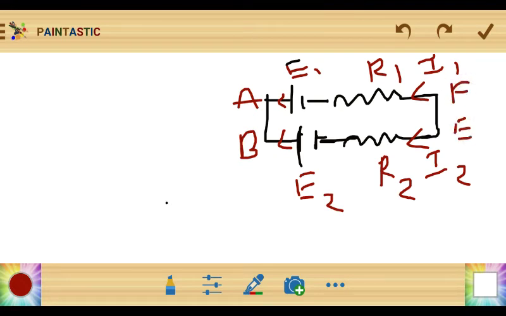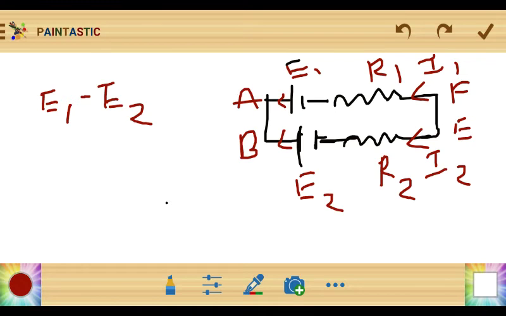So in the loop ABFA, from A to B, A is connected to the battery, and we are going in the direction of current, so it is taken as positive, so E1 is positive. But when we go from B to E, we see that B is positive to negative, we are moving opposite to the direction of current, so that is why E2 is taken as negative.